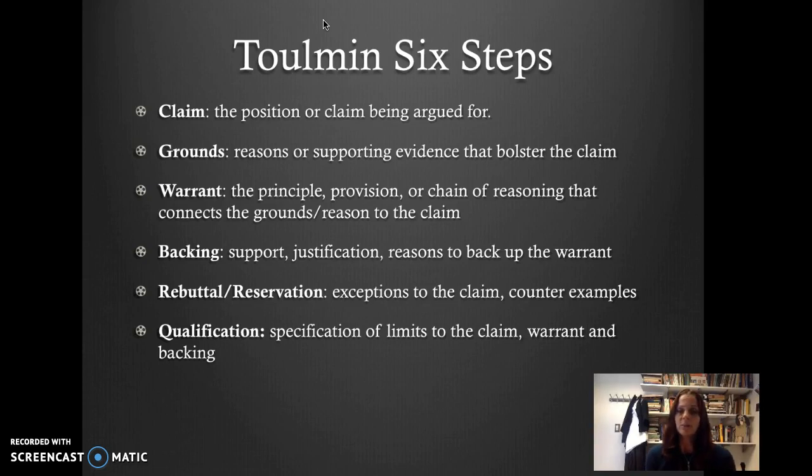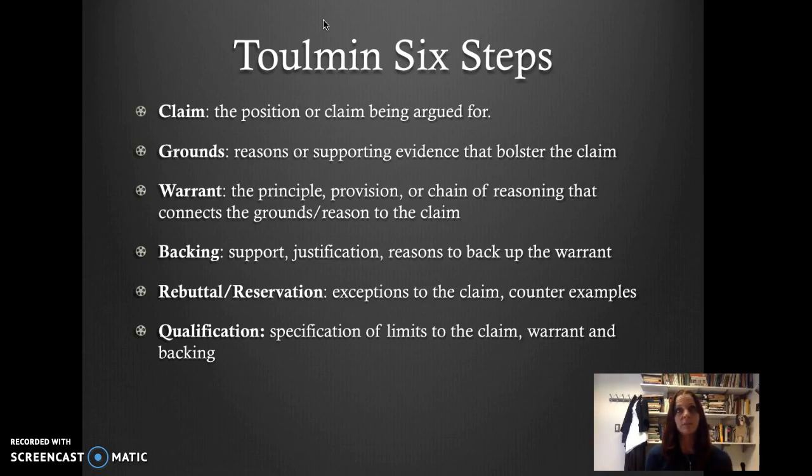The warrant is the principle or chain of reasoning that connects the grounds, or reason, to the claim. This is often unstated, and we'll get to this in a minute, but I think the warrant that Williamson has is different than Coates', and so I want you guys to see the differences there. We'll get to that in a minute. Backing is what kinds of justifications you use to support that warrant.